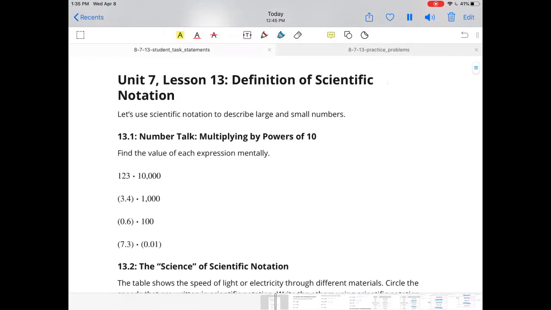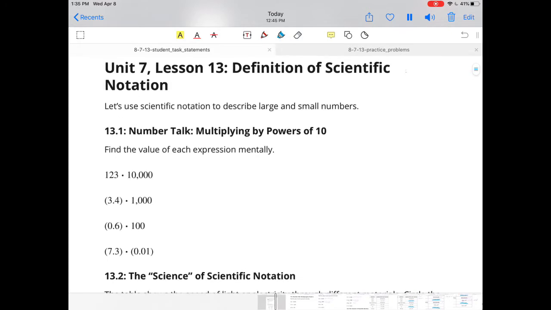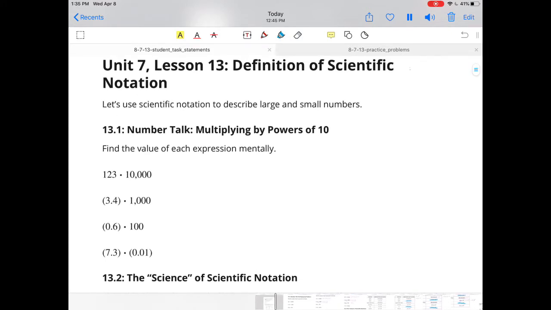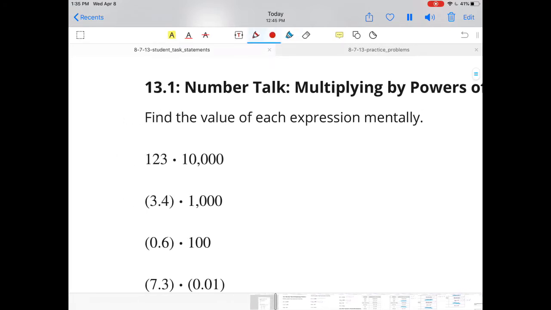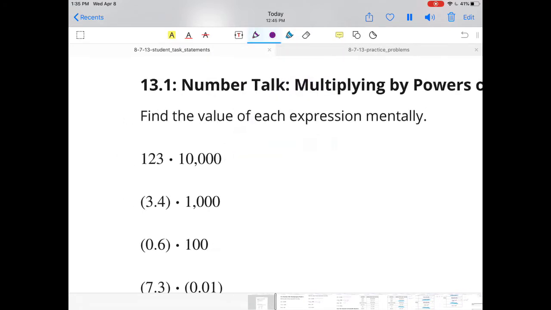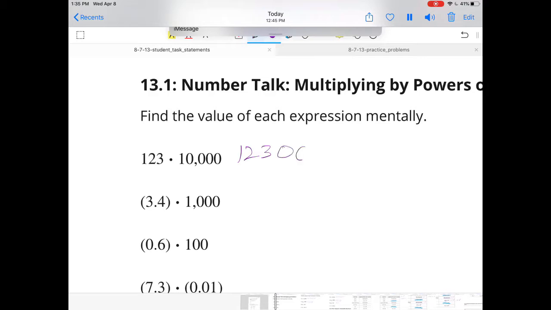We're going to express these numbers in scientific notation. Actually, we're just writing these out. So, let's use purple. It's going to be 123. And then since we're multiplying by 10,000, that's 4 zeros. 1, 2, 3, 4. Just like that.